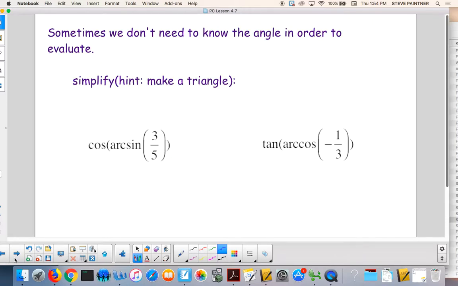Last slide. Sometimes we don't need to know the angle in order to evaluate it. Sometimes we don't even need to know the angle. Simplify these. Hint: make a what? Make a triangle. Draw yourself. Can you cancel this with this? Can you just cancel these out? No. These are not inverse functions. You can't. So you got to think about it. And what I'm telling you to do is make a picture of a triangle right from this. Ignore cosine. Just ignore cosine.